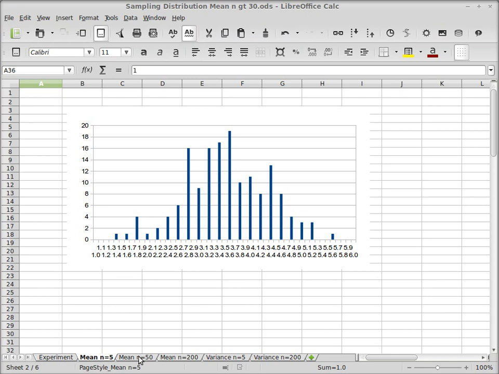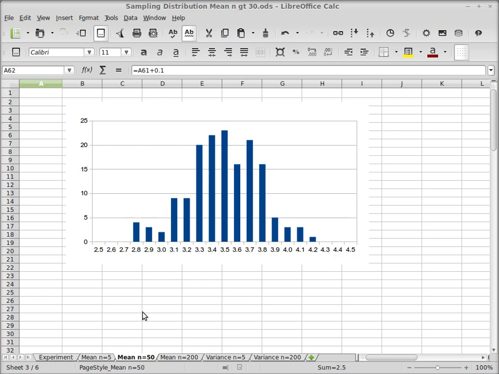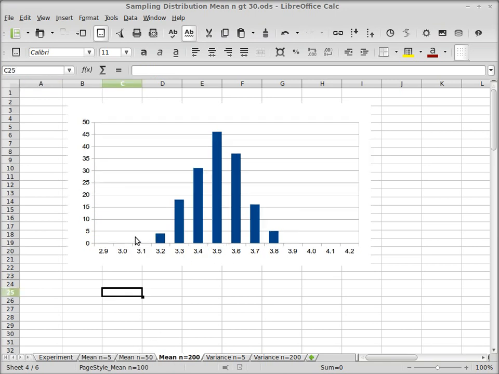So if I look at where the sample size is 50, so I rolled the die 50 times, it's looking maybe a little more normal, maybe not. But then if I increase the sample size to 200, well, now this looks very normal. So it starts low, gets bigger, and then drops off again, and is roughly symmetrical.